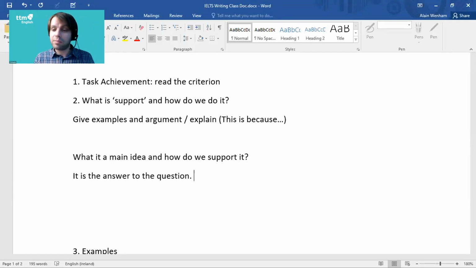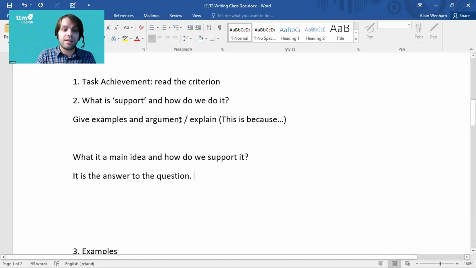Right? We have some big problems with task achievement. And I think it's all to do with supporting your main idea, and the main idea is the answer to the question. So how do we support it? Obviously, it's the same answer here. We give examples and we give explanations.